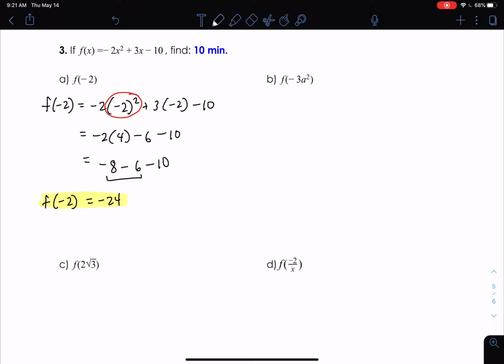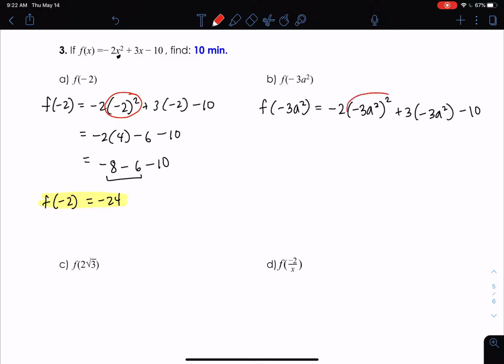This time, notice we're plugging in a whole expression. So make sure you use your parentheses. And here we go. So first we're going to write -2 and then -3a squared instead of our x. And that's getting squared. Plus 3, instead of x, we're writing -3a squared. And then finally minus 10.